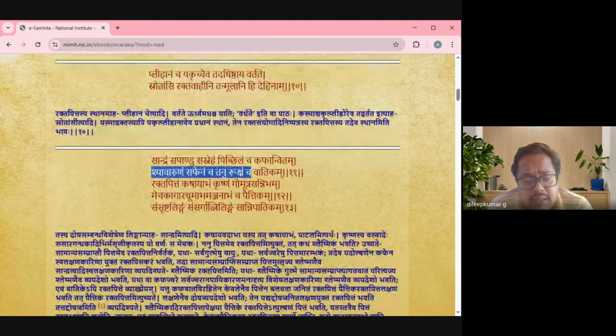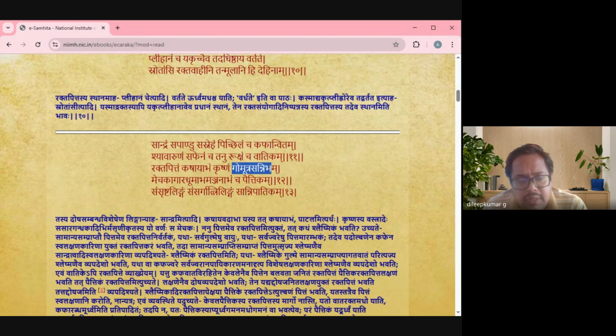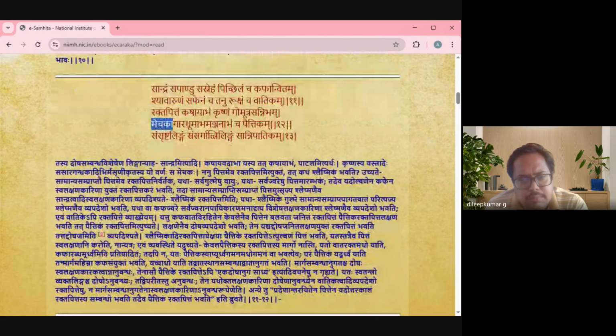Whereas Pitta associated Rakta Pitta will be Kashaya color, Krishnam, Gomutra Sannibam. This is the entrance point. Gomutra Sannibam Raktapittam is characterized by a predominance of Pitta Pradhanam. Mechaka, that is carbon soot like Agara Dhuma, Anjanabham. So these are all Pittaja or Pitta Pradhana Raktapittam.